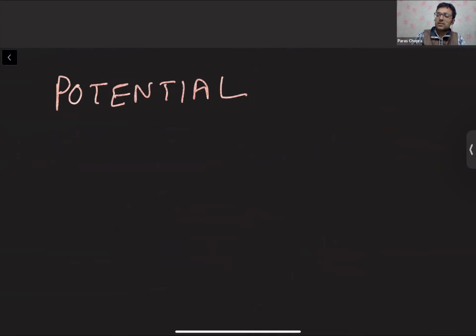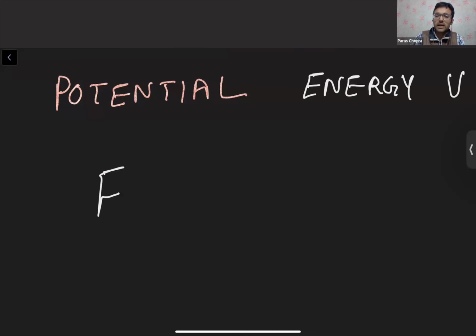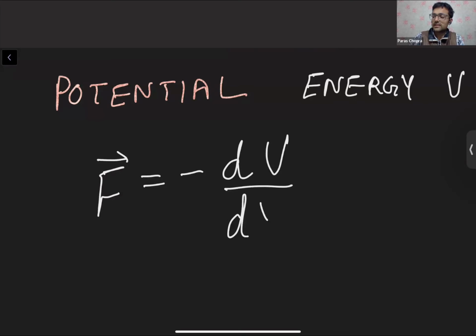And if we say the potential energy associated with the conservative force is given by capital U, then we can calculate the magnitude of the conservative force by using the equation F is equal to negative dU by dx. So by taking the derivative of potential energy and putting a negative sign, we can get the magnitude of force.